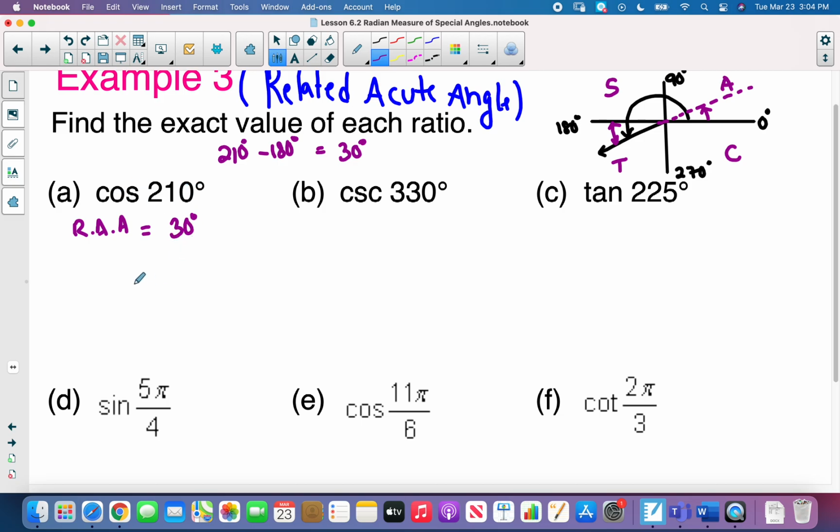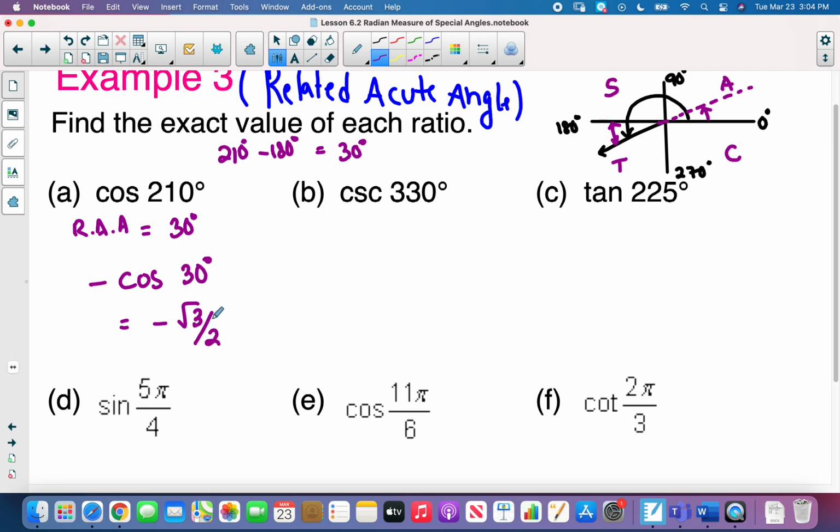So cos of 210 will be the same as cos of 30 degrees. But because 210 is in the third quadrant where tan is the only ratio that's positive, my answer will be negative. So it'll be negative of cos 30. Cos 30 is root 3 over 2. So it's negative root 3 over 2.